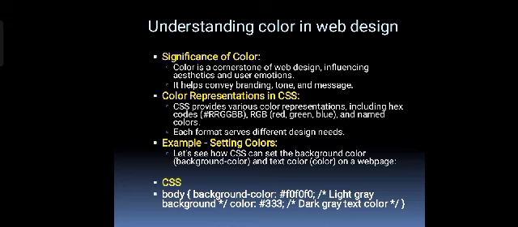Color representation in CSS. CSS provides various color representations including hex codes, RGB values and named colors. Each format serves different design needs. Example, setting colors. Let's see how CSS can set the background color. In CSS body we can give background color with the value #f0f0f0, a light gray background color, and #333, a dark gray text color. This will provide us the output by setting color in CSS. Let us move to the next slide.